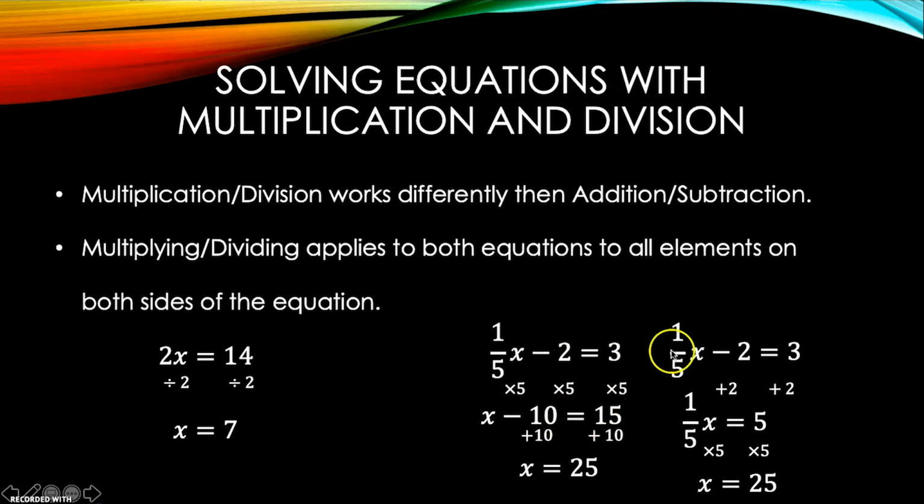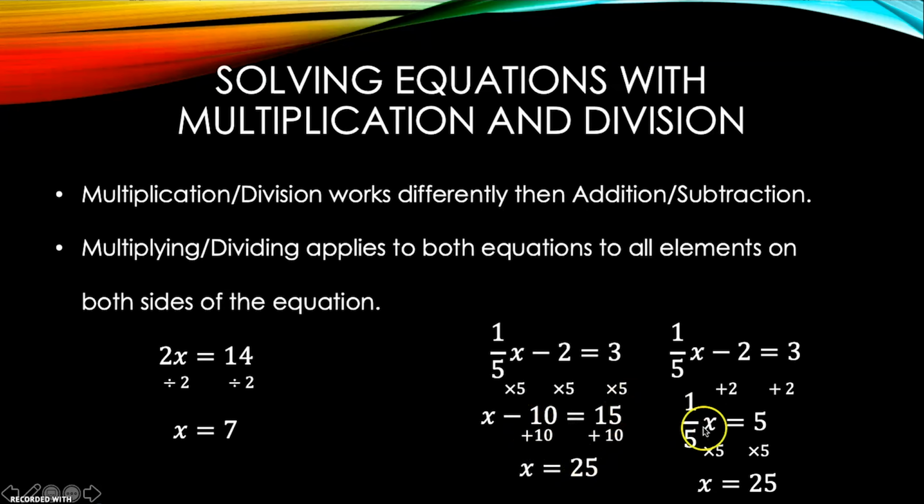Or alternatively, what you could do first is add 2 on both sides of the equation to get 1/5 x equals 5. Whatever you did first, you have to do the other operation next in order to solve for x. So on this side, if we have x minus 10 equals 15, we now have to add 10 on both sides to get x is equal to 25.